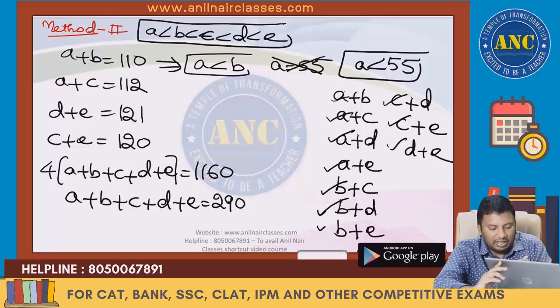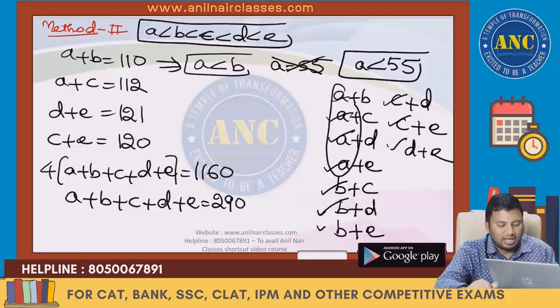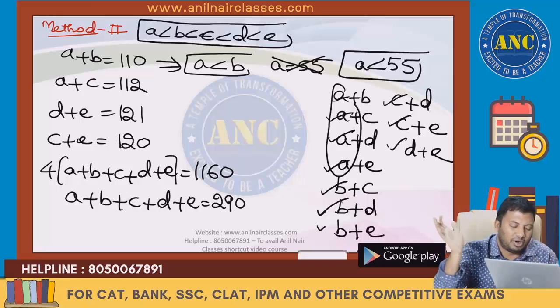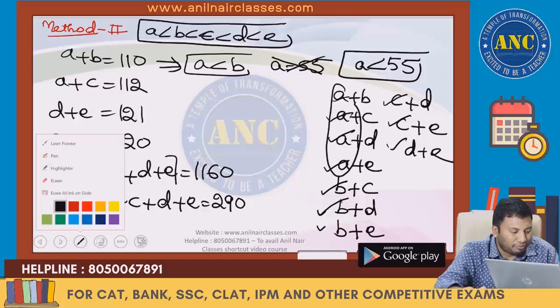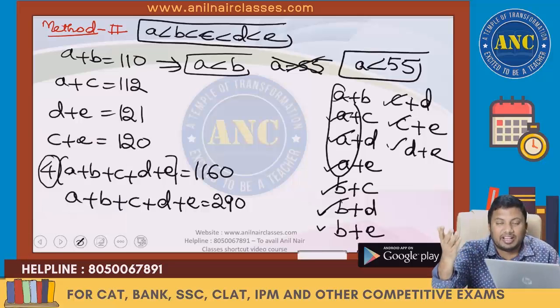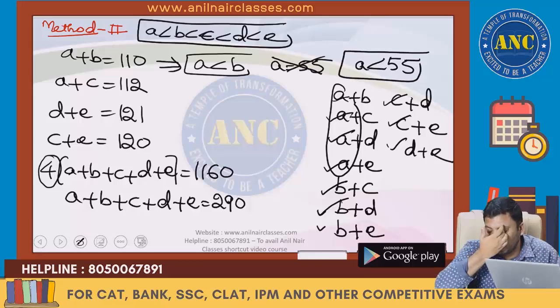Hrishikesh, for you, A is added 4 times. So 4A, B is added 4 times, 4B, C is added similarly. Sum of the weights of all the pairs is 4 into A plus B plus C plus D plus E. I hope why 4 is clear to you. 4 means A is added with every other number. There are 4 more numbers, so it will be 4 into A.